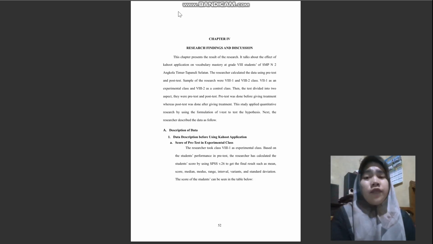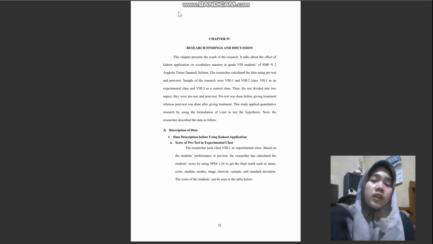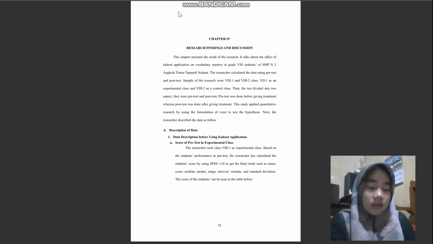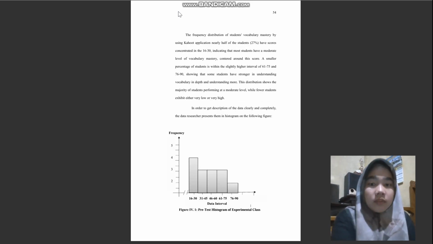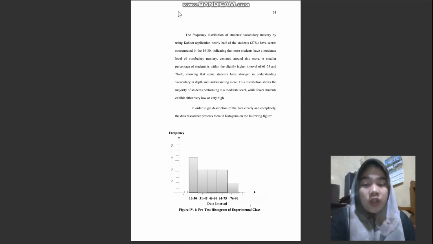So the last is findings and discussion. Finally, let's look at the findings and how they were discussed. The first one is how the findings were presented. I think it's very clear: descriptive statistics, mean, median, mode, standard deviation, and range, good use of frequency distribution, and histogram to visualize the data.